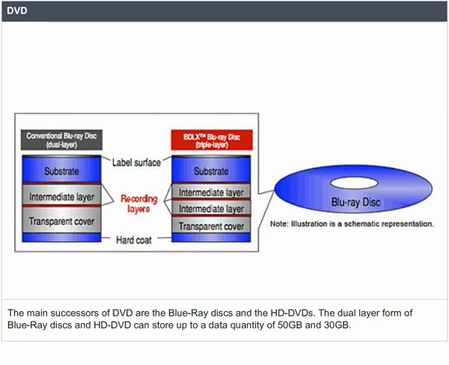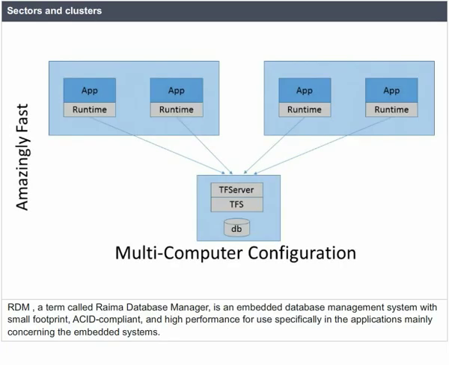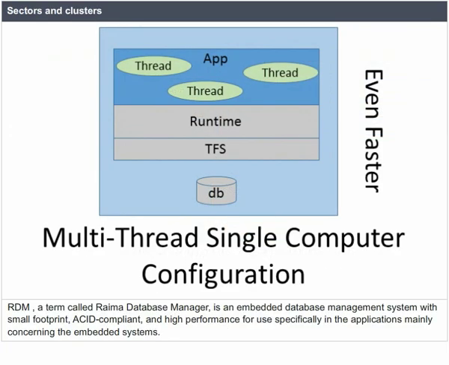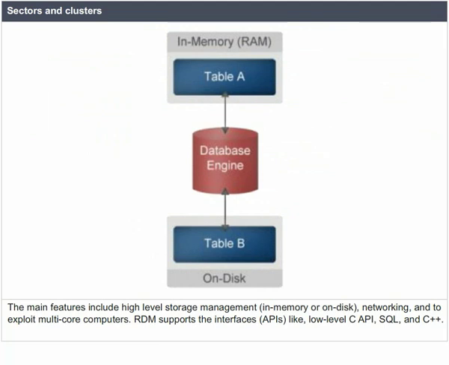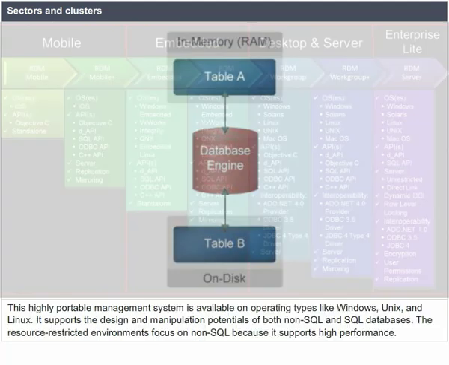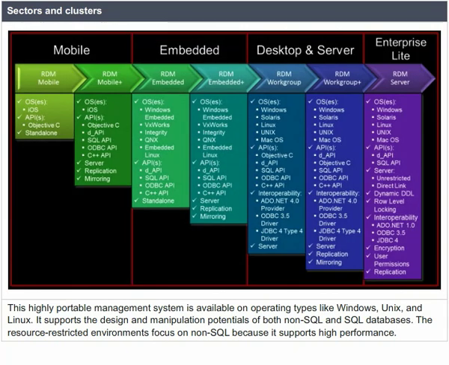RDM. Raima Database Manager is an embedded database management system with small footprint, ACID compliant, and high performance for use specifically in applications mainly concerning embedded systems. The main features include high-level storage management, in-memory or on-disk, networking, and exploitation of multi-core computers. RDM supports interfaces, APIs, like low-level C API, SQL, and C++. This highly portable management system is available on operating systems like Windows, Unix, and Linux.